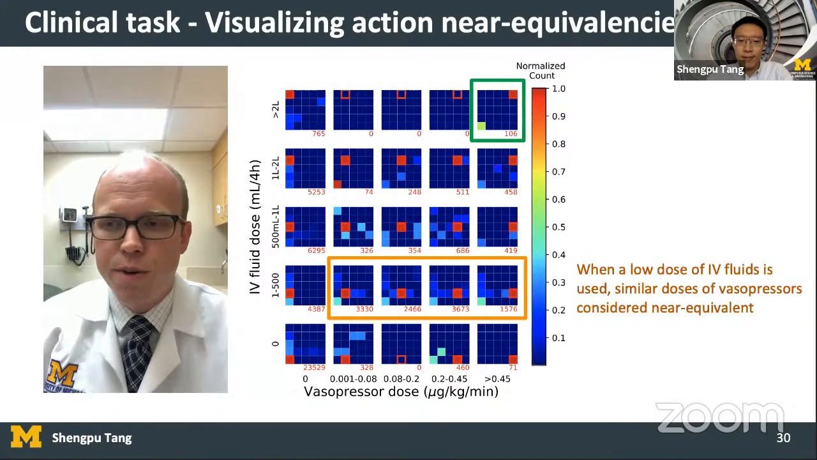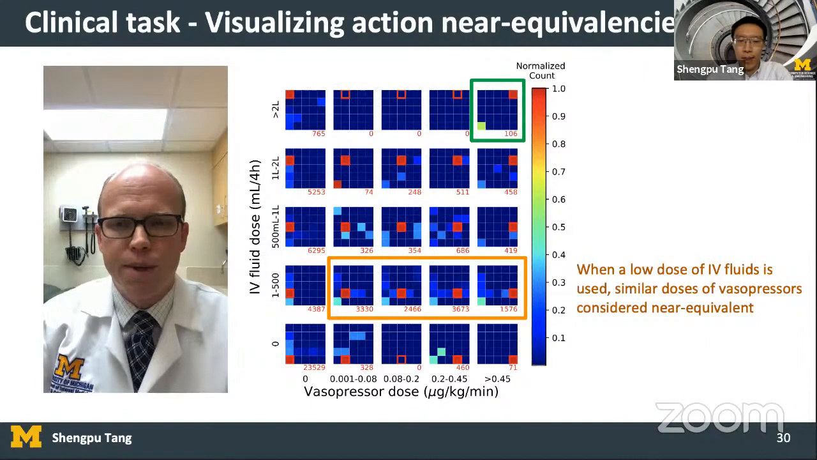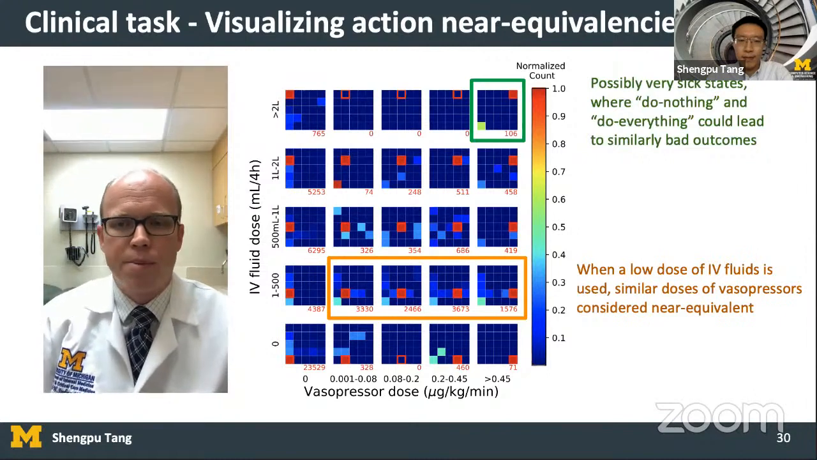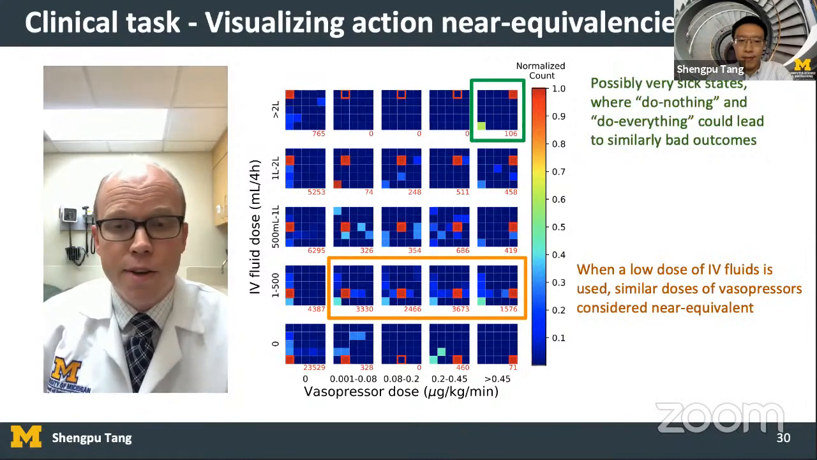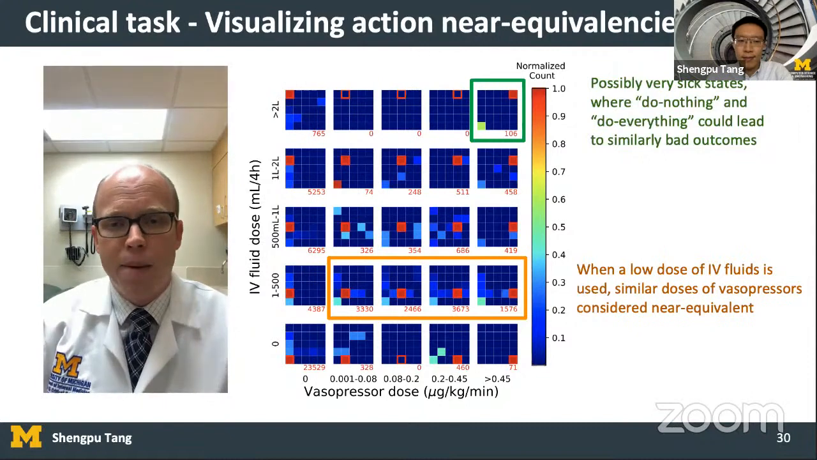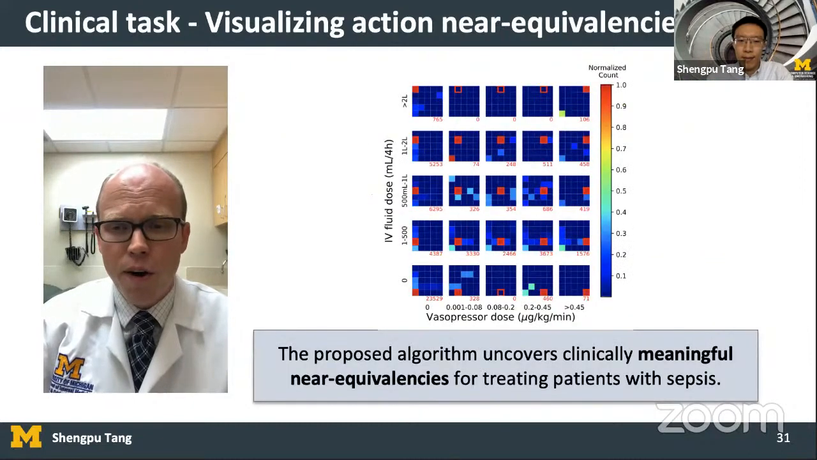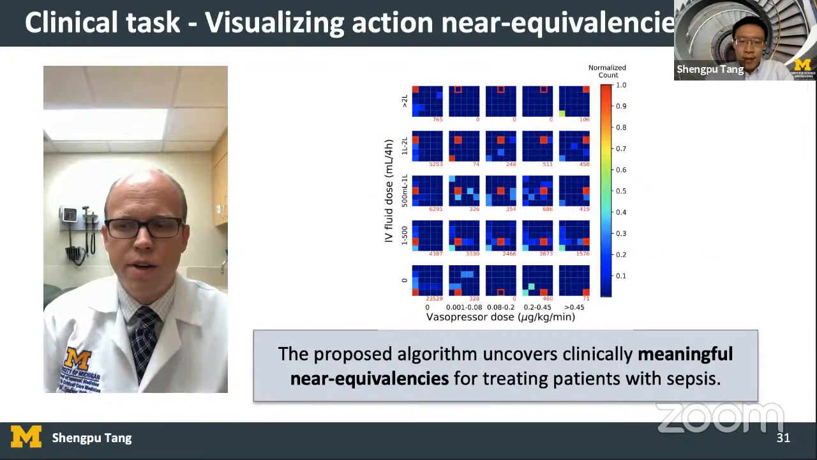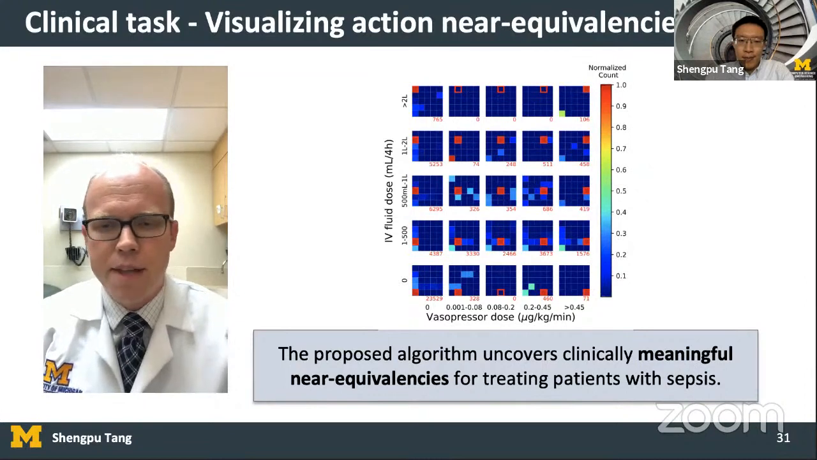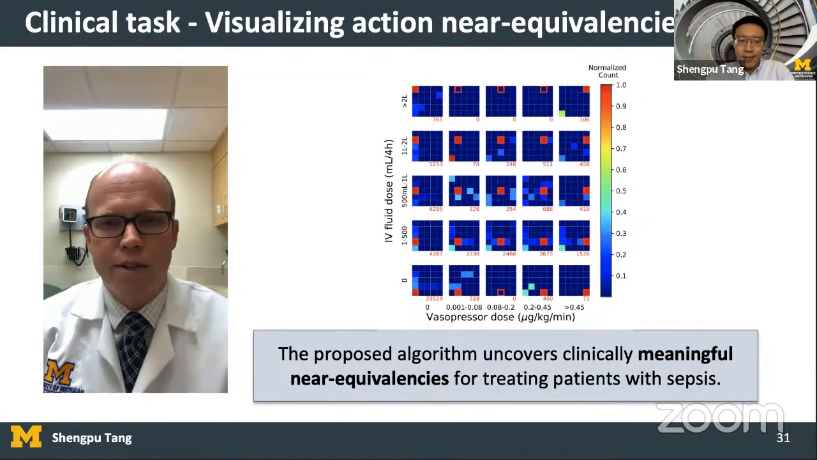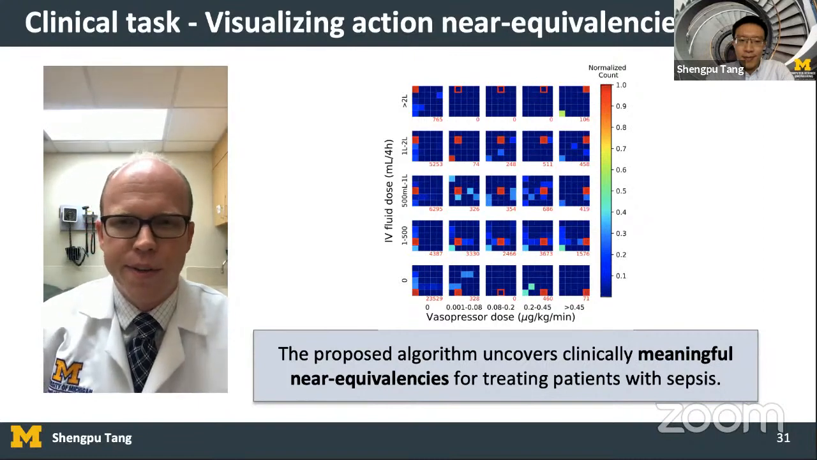So this may seem counterintuitive, but it's actually also consistent with my clinical experience. In some very sick patients, no matter what we do, they end up having a similar bad outcome. And that's largely because at the time we're able to treat them, their disease has already become irreversible. So overall, on the clinical task of learning near equivalent sepsis treatments, I think our proposed algorithm is able to uncover clinically meaningful actions that are near equivalent.